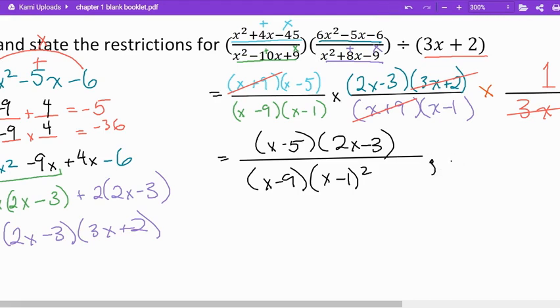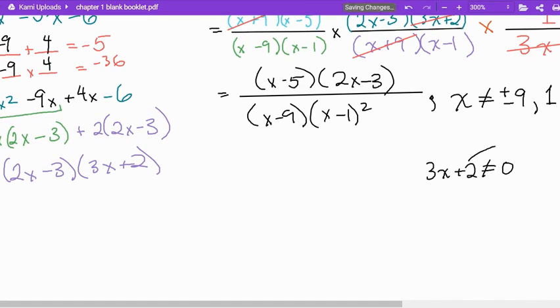And then for restrictions, I might have a list. I'm going to have positive negative 9, positive 1, and then for the 3x plus 2, I say it can't equal 0. So you bring the 2 over. 3x cannot be equal to -2. Divide by 3. Okay, so x cannot be equal to -2 over 3. And I add that, -2 over 3.